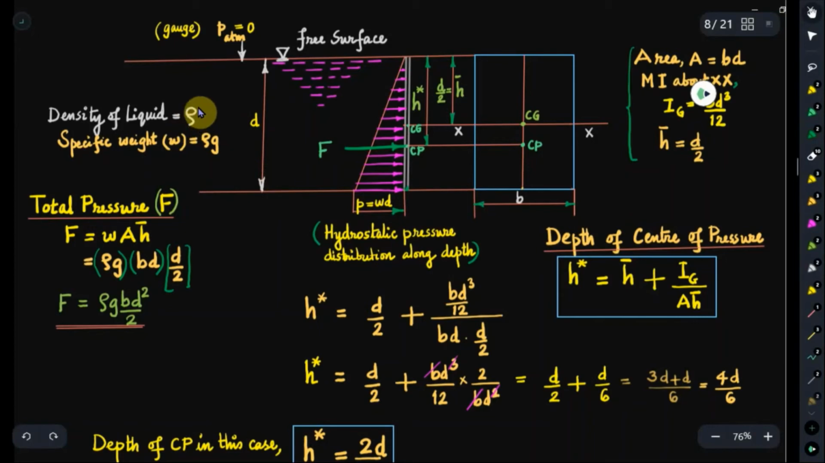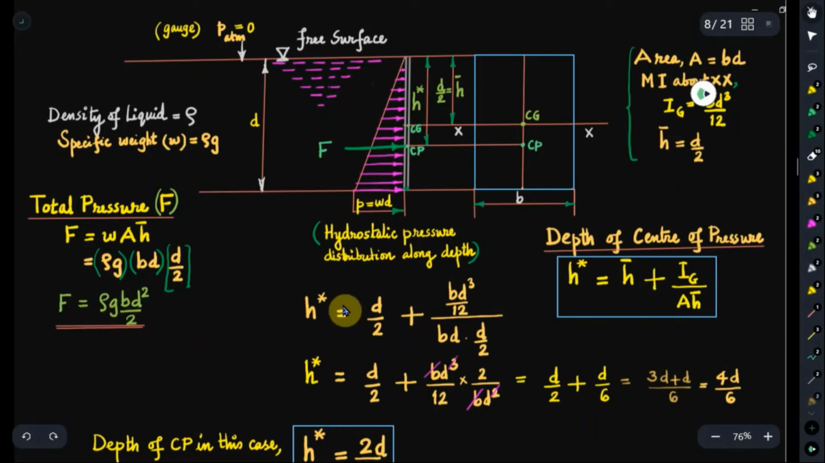Density of the liquid can be taken as rho, and specific weight then will be W is equal to rho into G, Newton per meter cube in SI units. Total pressure is given by the expression W A H bar. W is rho into G, area is B into D, and H bar here is D by 2. So if you take the product, the expression for the total pressure or magnitude of the resultant hydrostatic force acting on one side of the vertical rectangular lamina here is given by rho G into B D squared by 2.